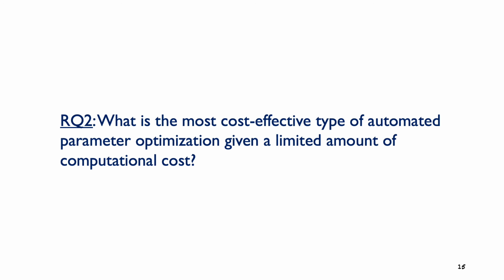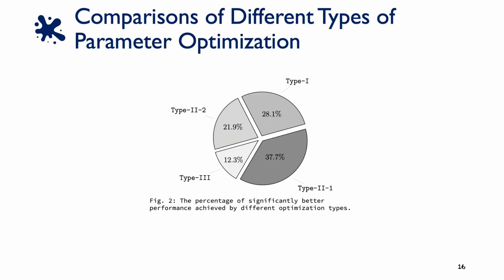The second question is a follow-up to the first one. Since we have 4 different optimization methods, which one is the most cost-effective when we have a limited computational budget? So here are the results. The bar chart tells us the percentage of significantly better performance achieved by the type 2-1 method, which is the best, and it is interesting because this type only focuses on optimizing the parameters associated with the transfer learning, while the parameters associated with the classification are kept at default setting.